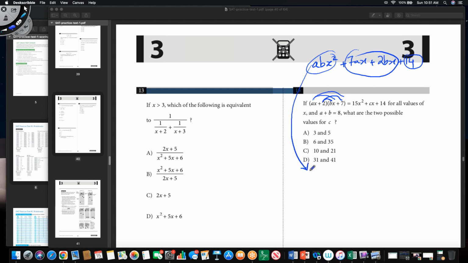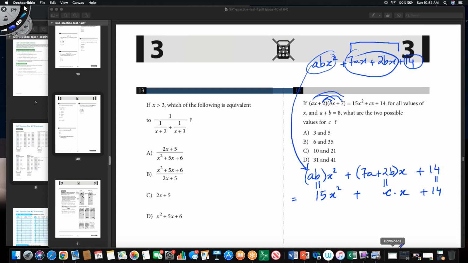After doing that, we will get ab as the coefficient of x squared. Then we'll get 7a plus twice b as the coefficient of x, combining these two terms, and then the constant 14. So now that we have the left-hand side in standard form, we have to equate it with the right side, which is already in standard form, 15x squared plus cx plus 14. And then you have to equate the coefficients of the like terms, meaning ab has to be equal to 15, 7a plus twice b has to be equal to c, and 14 equals 14 gives no information.